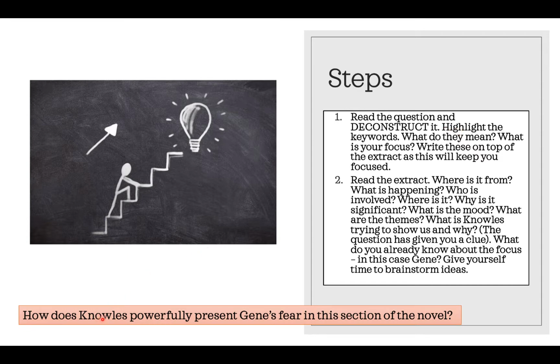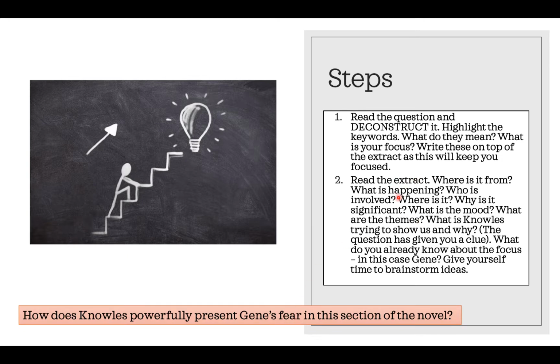So if we look here, how does Knowles powerfully present Jean's fear in this section of the novel? So powerfully, these are the words that you also want to try and repeat, or synonyms of these words in your answer. Focus here is Jean's fear. So what you are looking for is anything now that is linked to Jean's fear in some way. And this again is where your interpretation comes in. Just because something doesn't obviously stand out as being Jean's fear doesn't mean it's not related to Jean's fear or it's not a result of Jean's fear. So be open-minded when you're making your choices and see how far you can interpret.